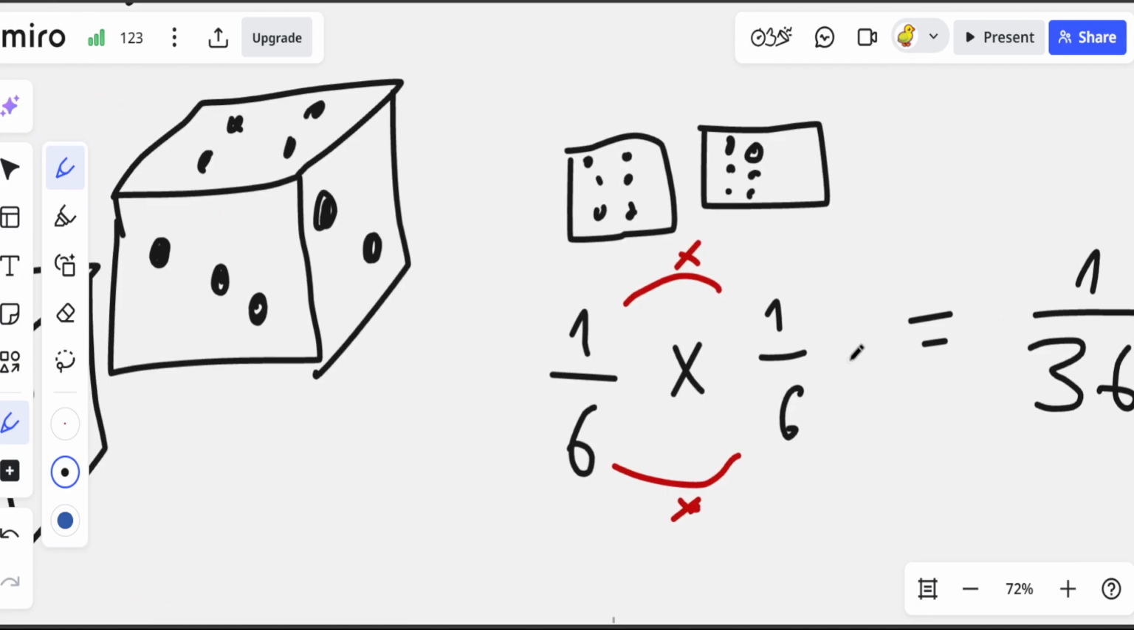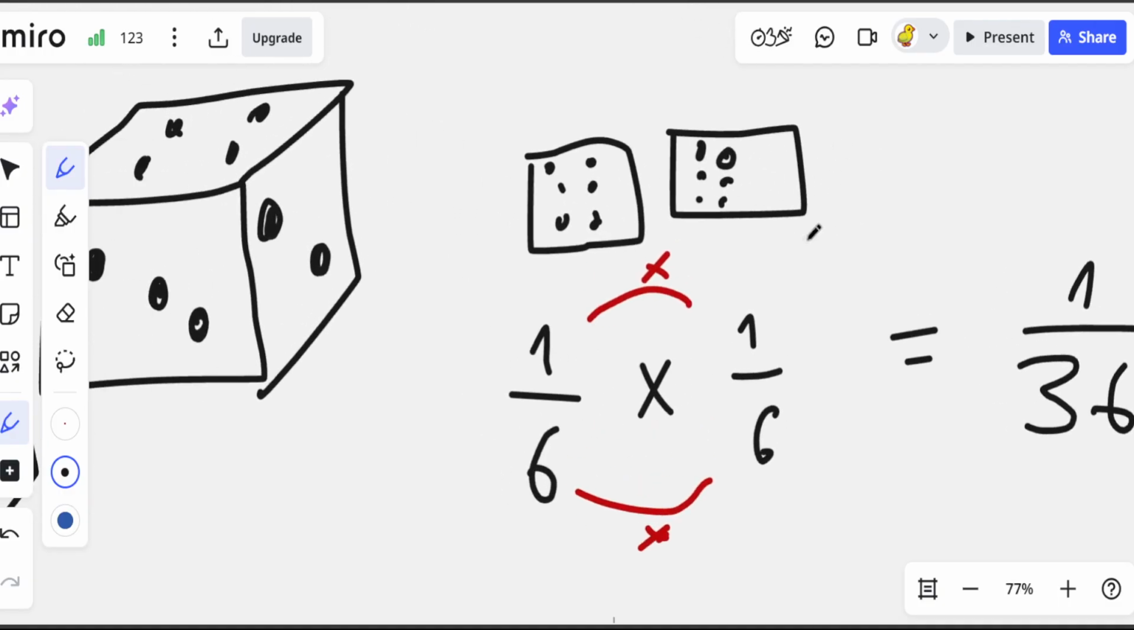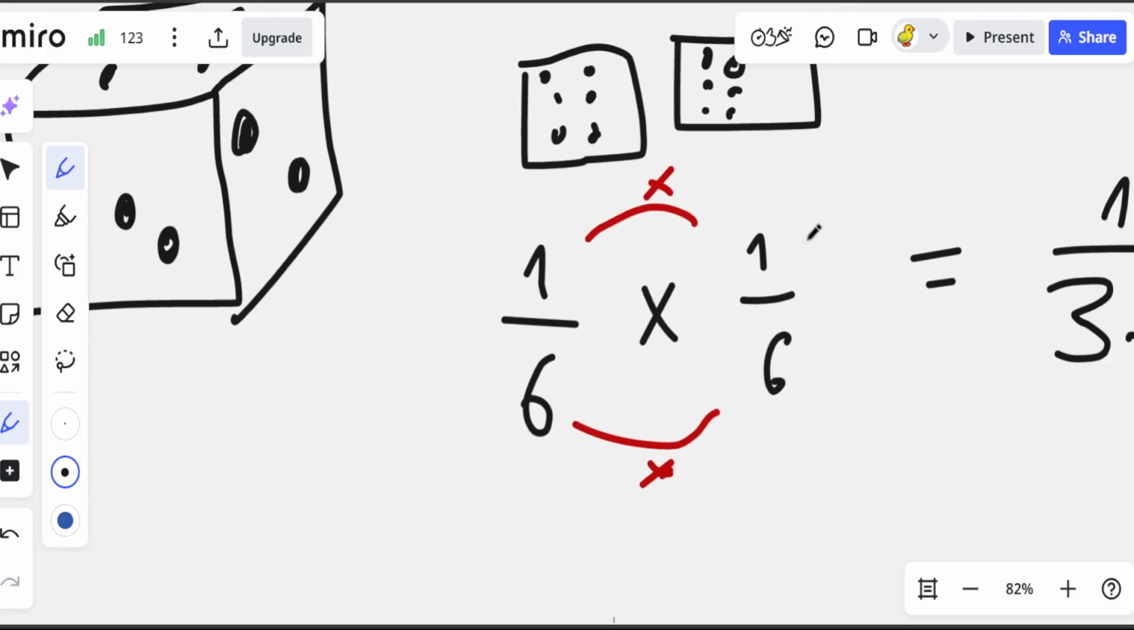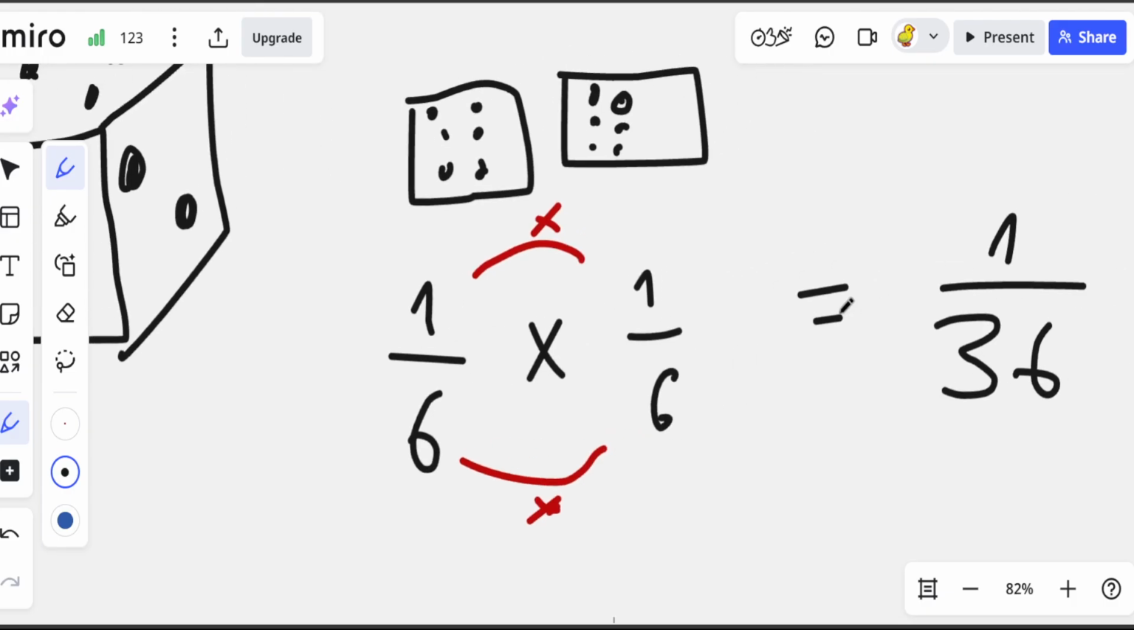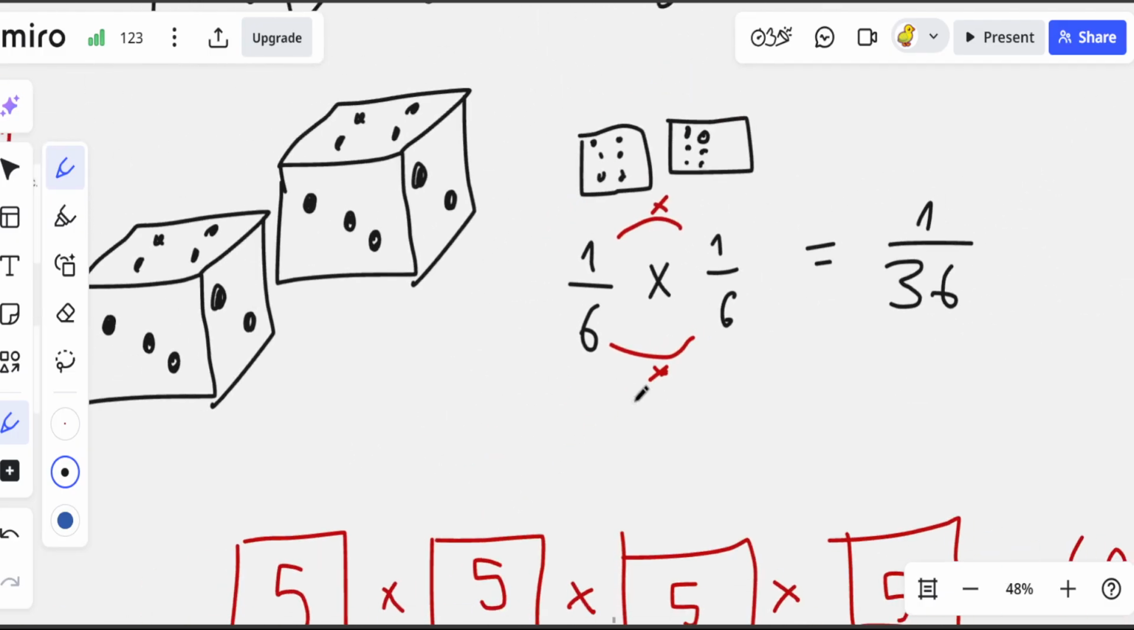Alright, but what happens if you have multiple dice? For instance, if you want to roll a double 6, then on the first one you have probability of 1 out of 6, and on the second one you also have probability 1 out of 6. And in probabilities you multiply, so in here we'll be multiplying both of those to get 1 out of 36. So when you multiply the top number times the top number and bottom number times the bottom number.